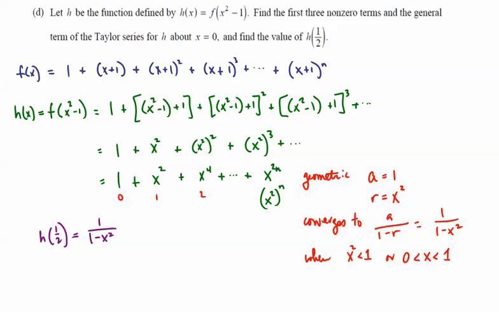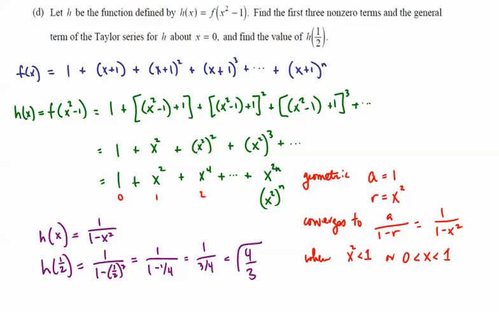If h of x is 1 over 1 minus x squared, then h of 1/2 is going to be 1 over 1 minus (1/2) squared, and that would be 1 over 1 minus a fourth, 1 over 3/4, or 4/3. And so we've met all the criteria for the problem. We have the first three non-zero terms, we have the general term, and we found the value for h of 1/2. That does it for this part and for this problem.